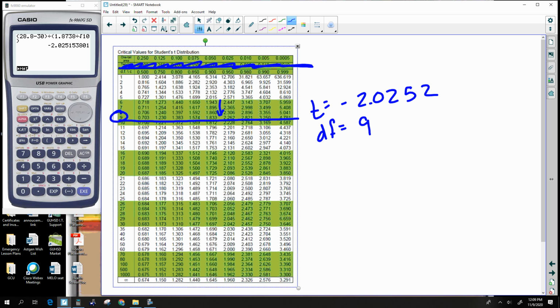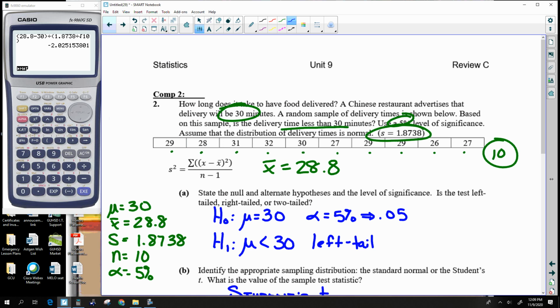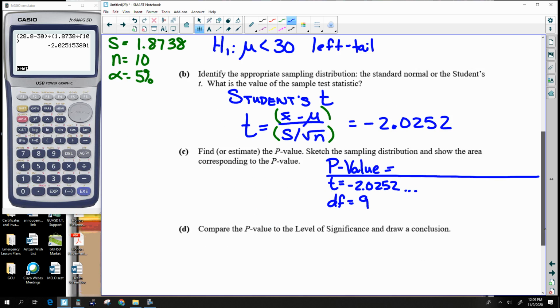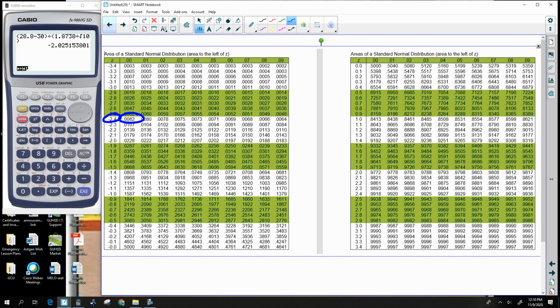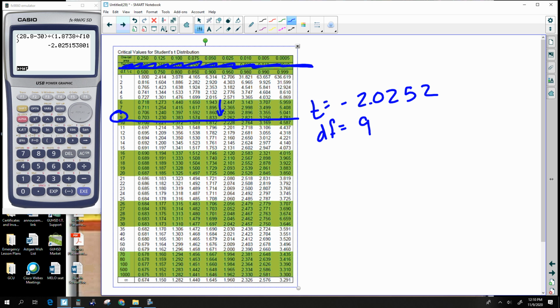And so this is going to fall between 1.833 and 2.262. Okay, so that's where 2.02 falls. And then looking up, we see that they have p-values of 0.5 and 0.25.